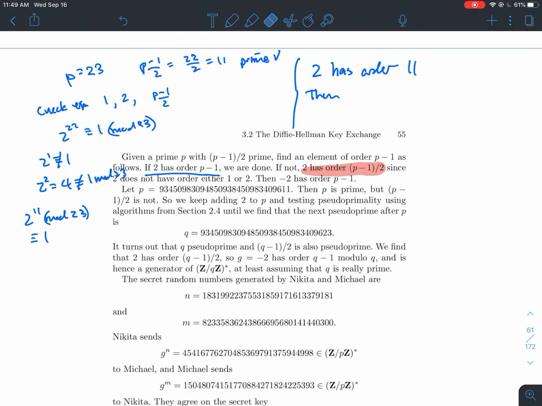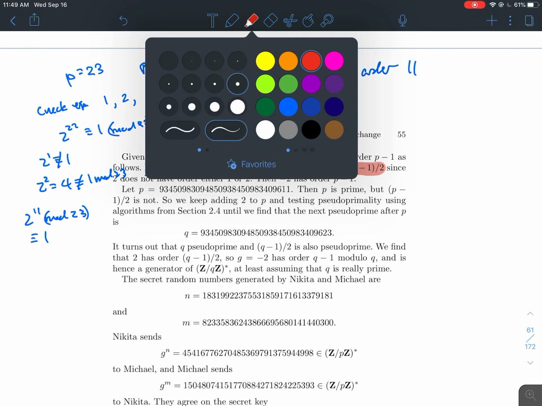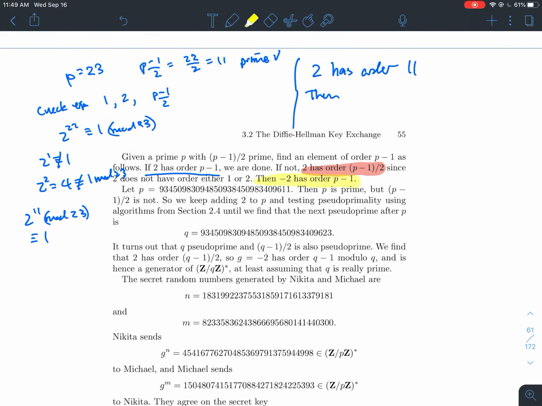Just as the author says here, I'm trying to give you a concrete example about this part right here. Then negative 2 has order P minus 1, just to show you why this works. Negative 2 raised to the P minus 1 over 2, that's really the only other possibility for what the order might be. It's obviously not 1, it's obviously not 2. How do I know it's not this next smallest one? Well, that's because that would be minus 1 to the P minus 1 over 2 times 2 to the P minus 1 over 2, just using exponent rules.